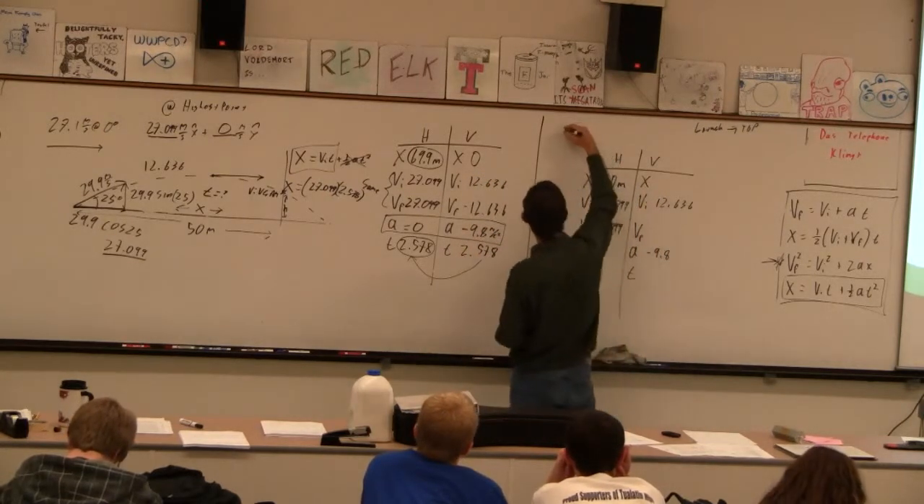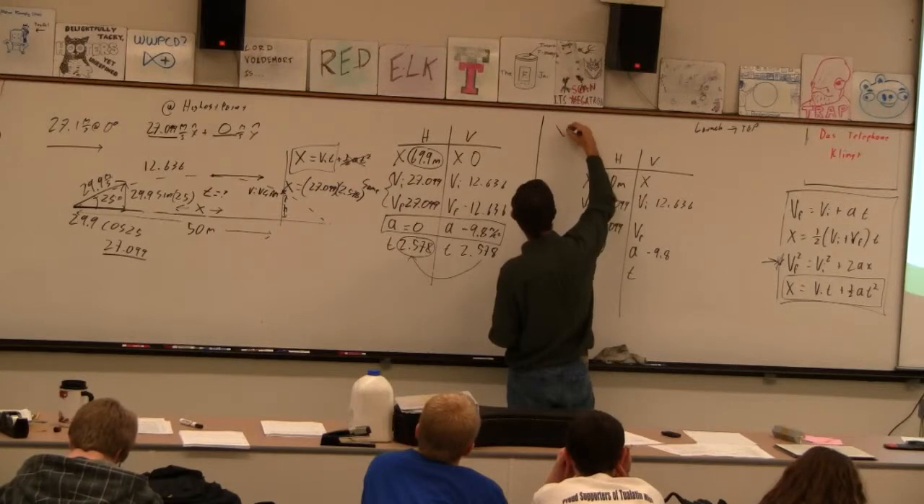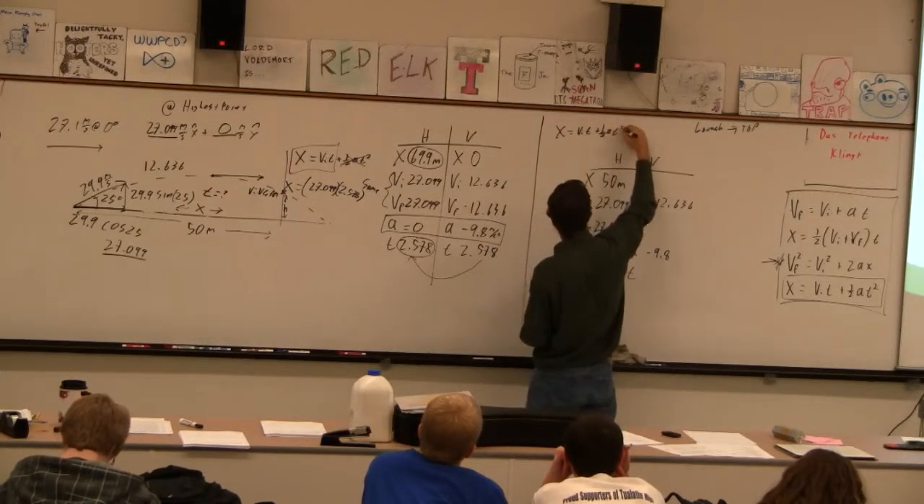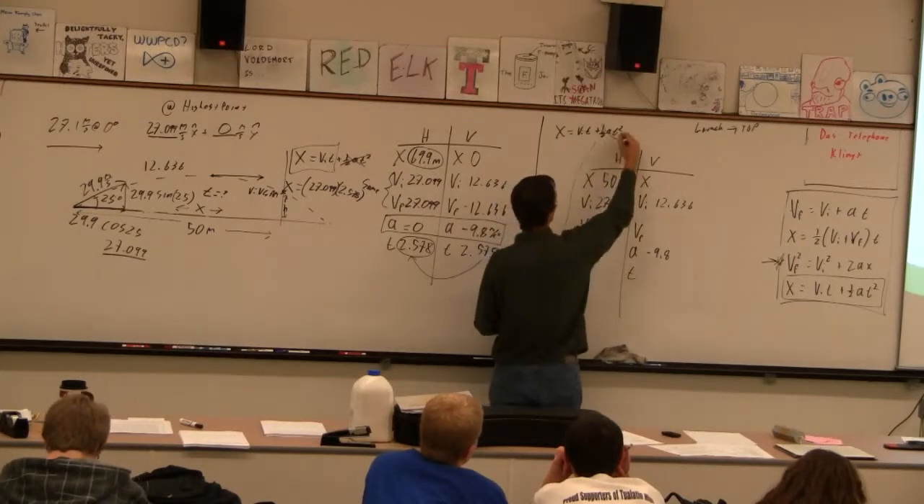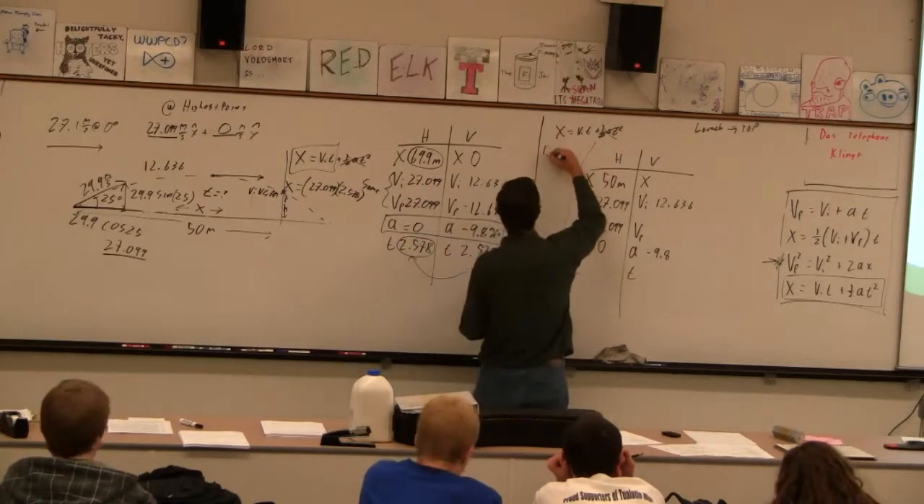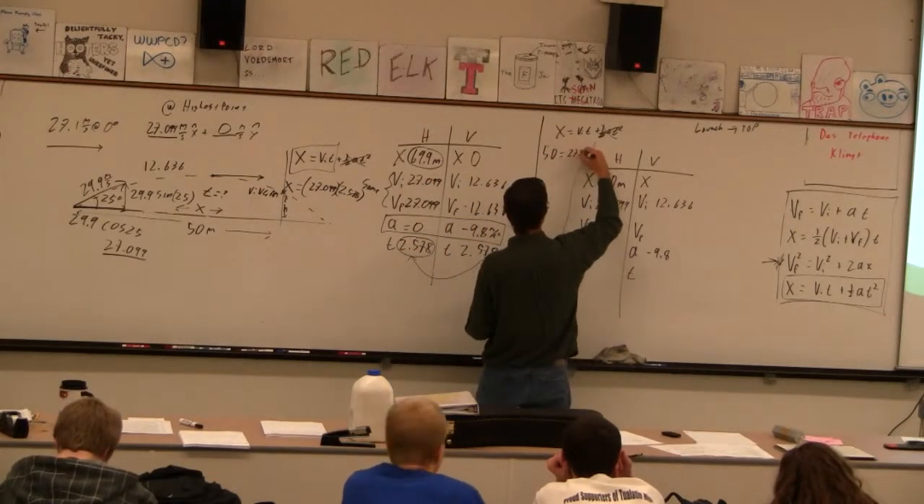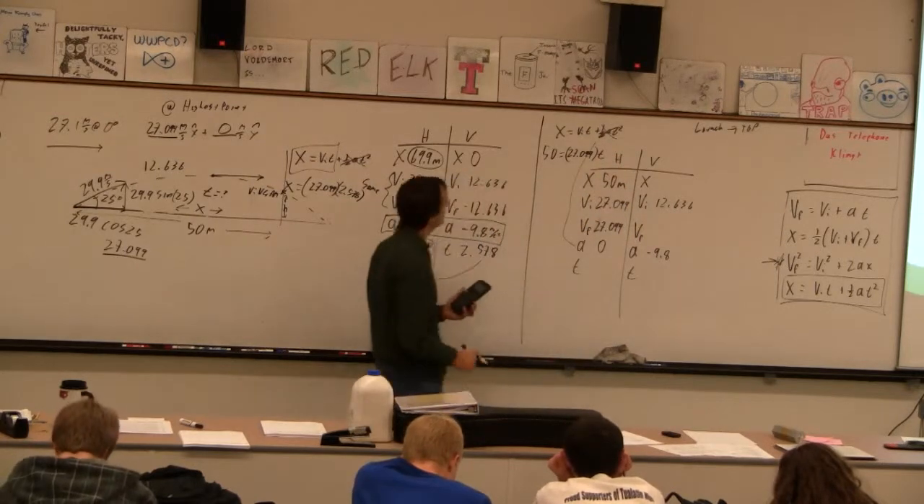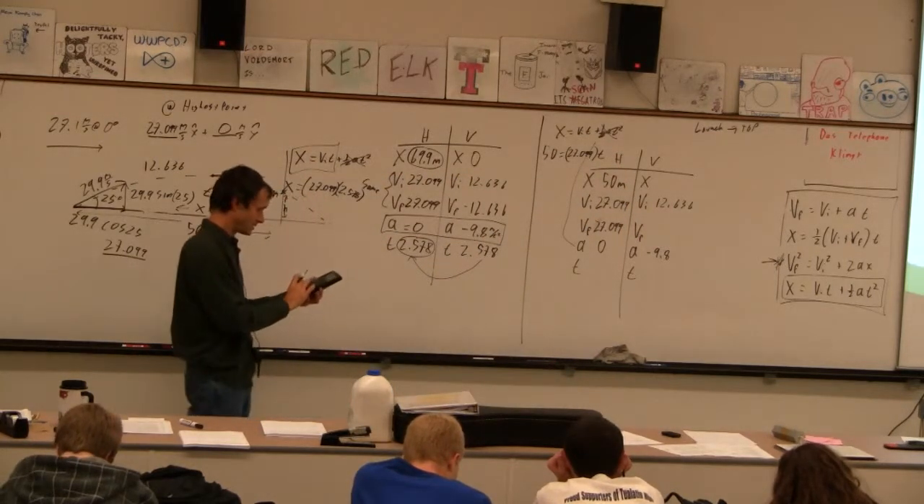Remember, it's just really simple. On this side, you're going to use this. It's always this. X is VIt, really plus one-half a t squared. But since the acceleration is 0, that goes away, right? So if 50 equals 27.099 times t, solve for t. Solve that for t.